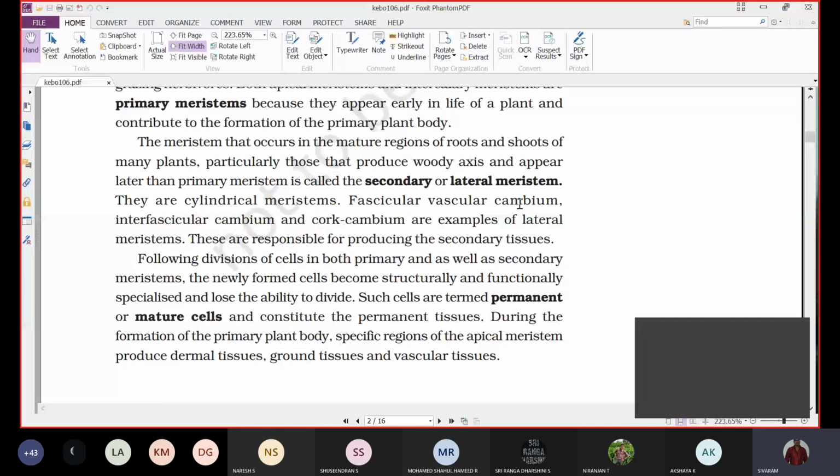The hard outer layer, when you try to remove it, comes out in the form of patches. One layer will come when you try to pull it out. In old trees, when you try to remove the outer layer, a thick outer layer comes out. That is nothing but cork. And the meristem that is responsible for the formation of this cork, we call cork cambium.